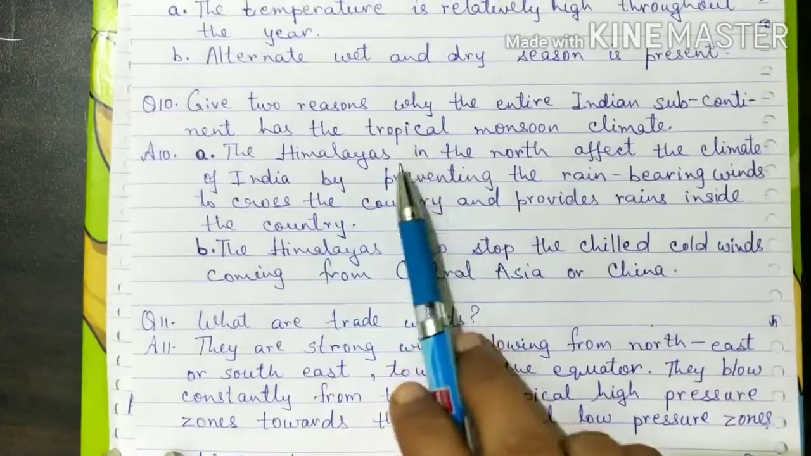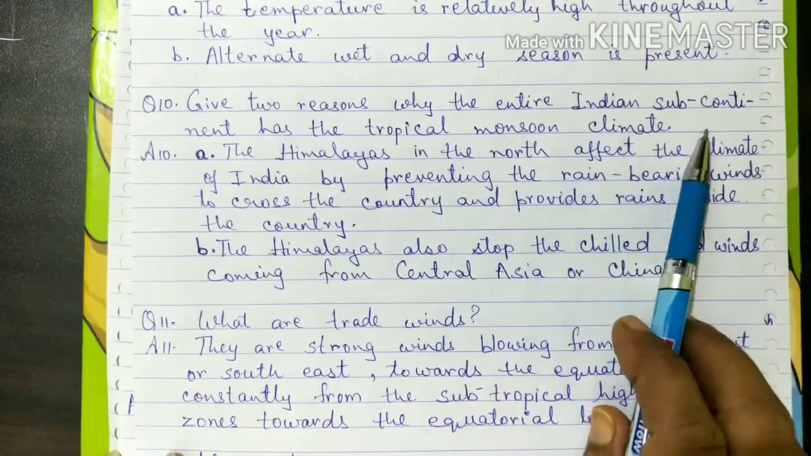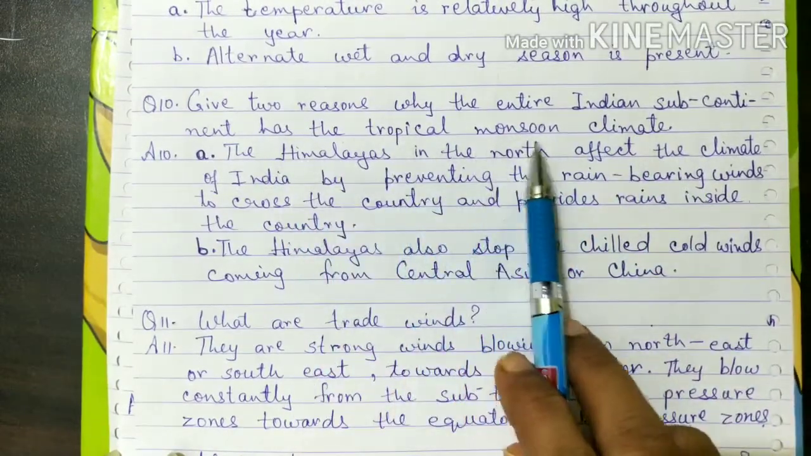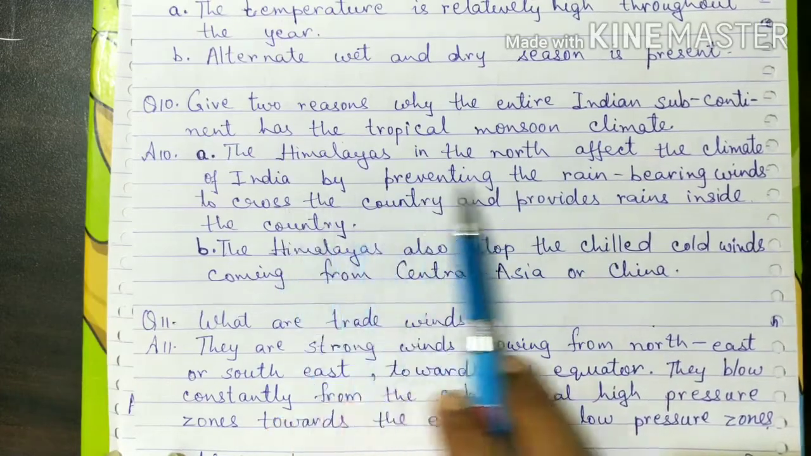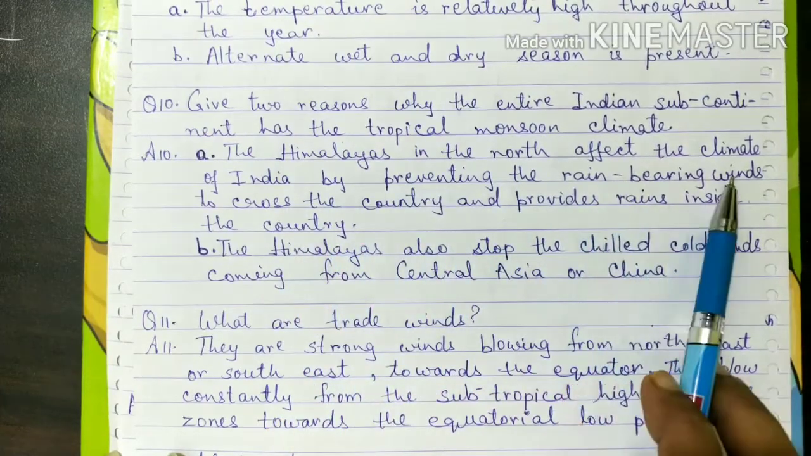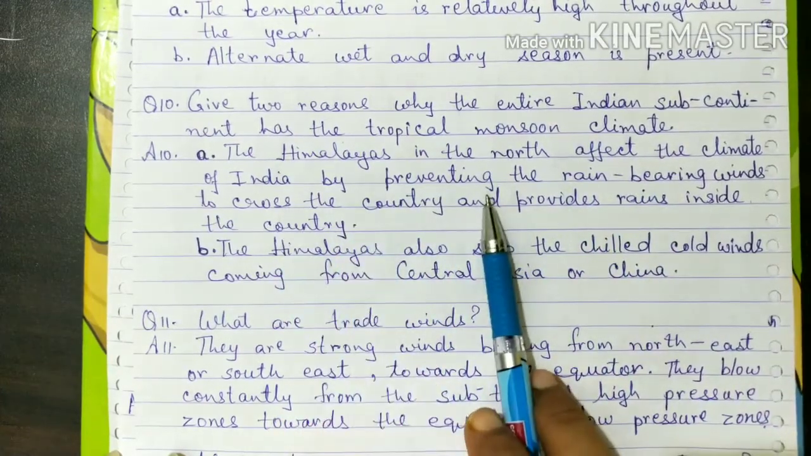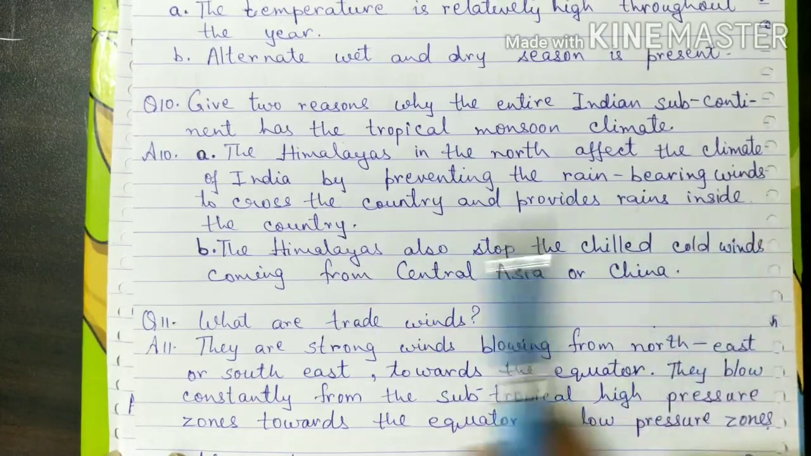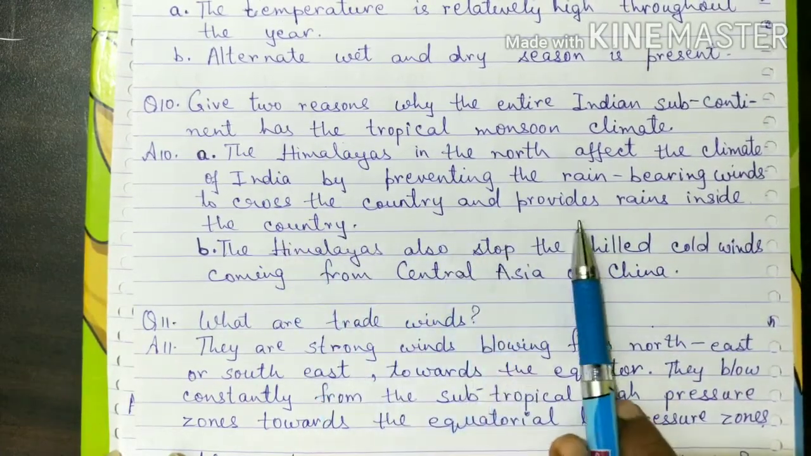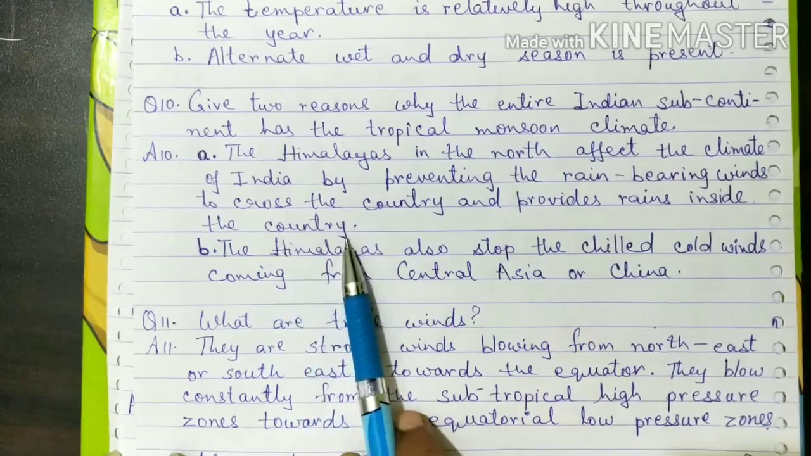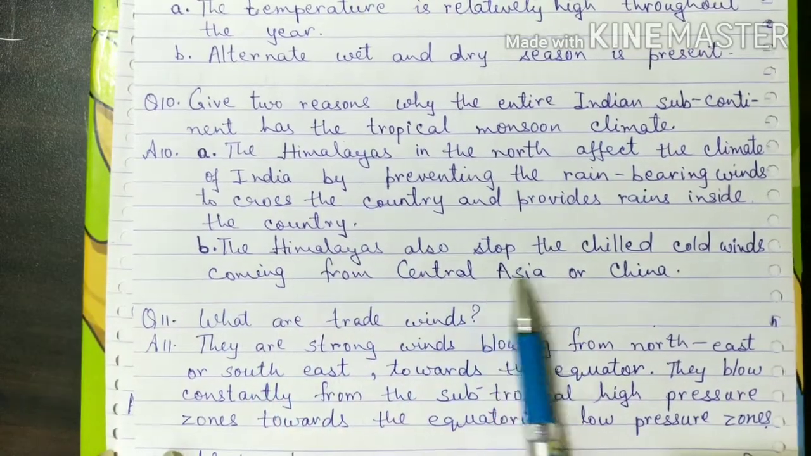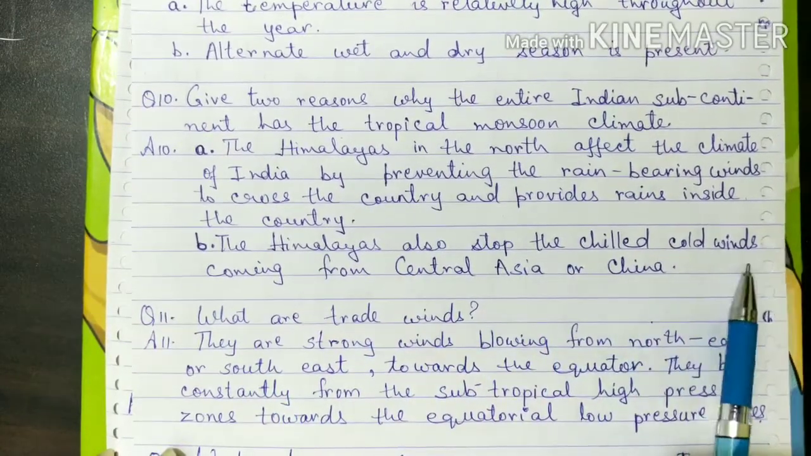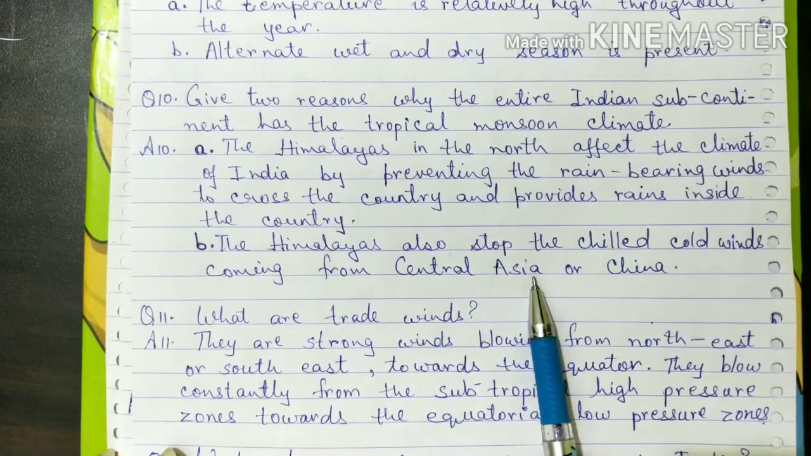Next, give 2 reasons why the entire Indian subcontinent has the tropical monsoon climate. The Himalayas in the north affect the climate of India by preventing the rain-bearing winds from crossing the country and provide rains inside the country. The Himalayas also stop the chilled cold winds coming from Central Asia or China.